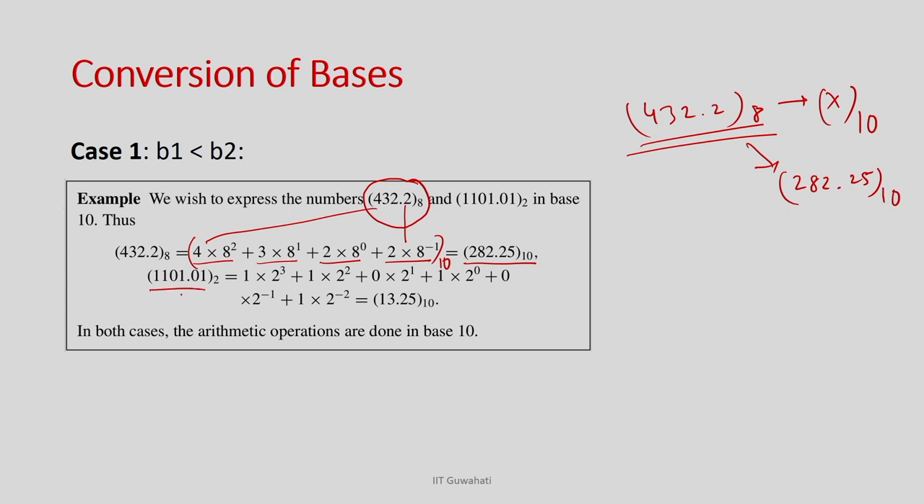Similarly, if you have a binary number, I will write this in terms of this equation: 1 into 2 to the power 0, 0 into 2 to the power 1, 1 into 2 to the power 2, and 1 into 2 to the power 3. The fractional part is 0 into 2 to the power minus 1 and 1 into 2 to the power minus 2. I evaluate this whole equation in base 10 and I get 13.25. That means 1101.01 in binary is equivalent to 13.25 in base 10. So, this transformation is quite straightforward.